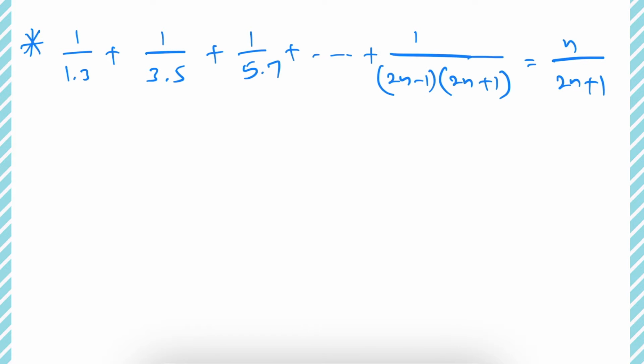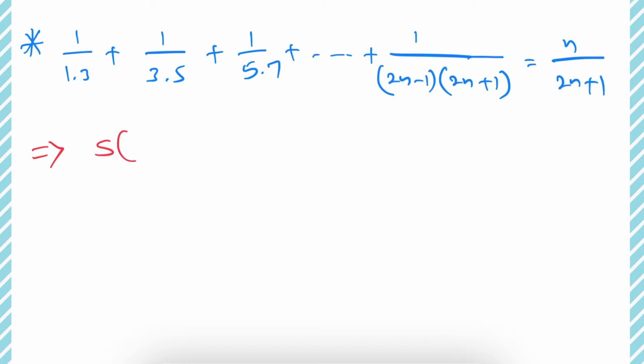The question is: 1 divided by 1 into 3 plus 1 divided by 3 into 5 plus 1 divided by 5 into 7 plus and so on, plus 1 by (2n minus 1) into (2n plus 1) is equal to n divided by (2n plus 1). We need to show this by using mathematical induction. Here the nth term is given, so no problem with that. So now directly we can move into the problem, that is step 1.